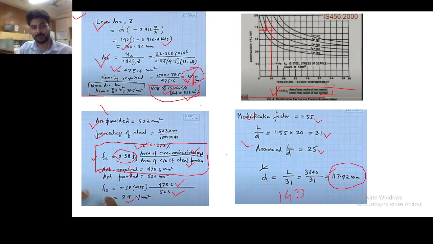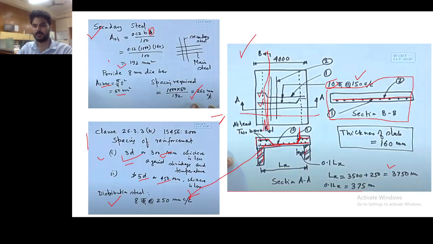There are different formulas to directly calculate AST, but they require quadratic equations. You can directly use a formula like plus minus under root b square minus 4ac by 2a, something like that, for calculating AST. But this is not required. We will not go this far. We will only see till the design of the main reinforcement in this problem.